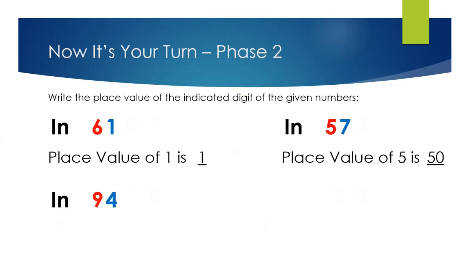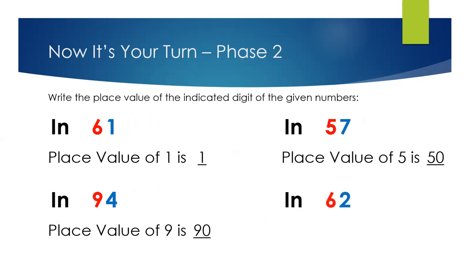Here is the number 94. The place value of 9. 9 is the second digit from the right, so 9 is also representing the place value of tens. So the place value of 9 is 90. Here is the fourth number 62. The place value of 2. 2 is the first digit from the right, so it is representing the place value of ones. So the place value of 2 is 2.